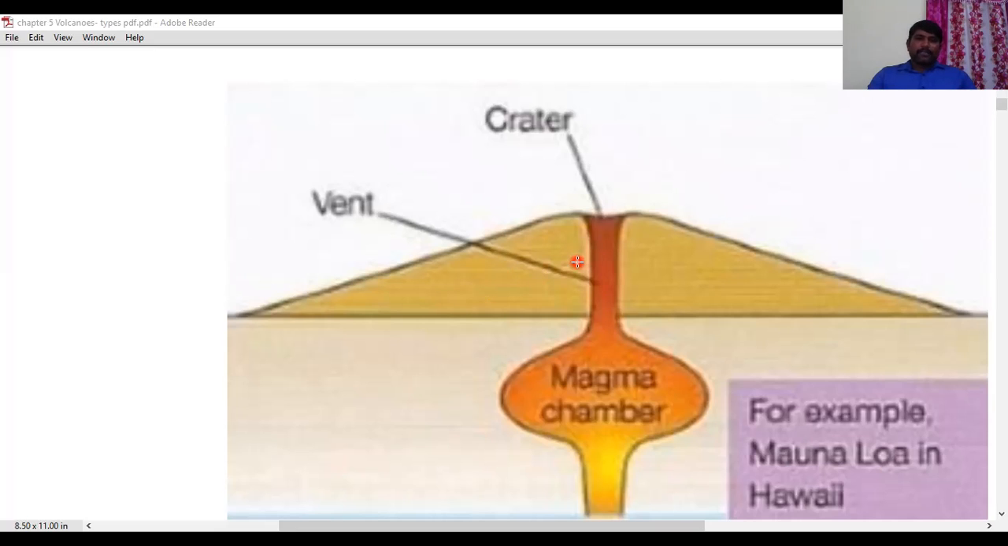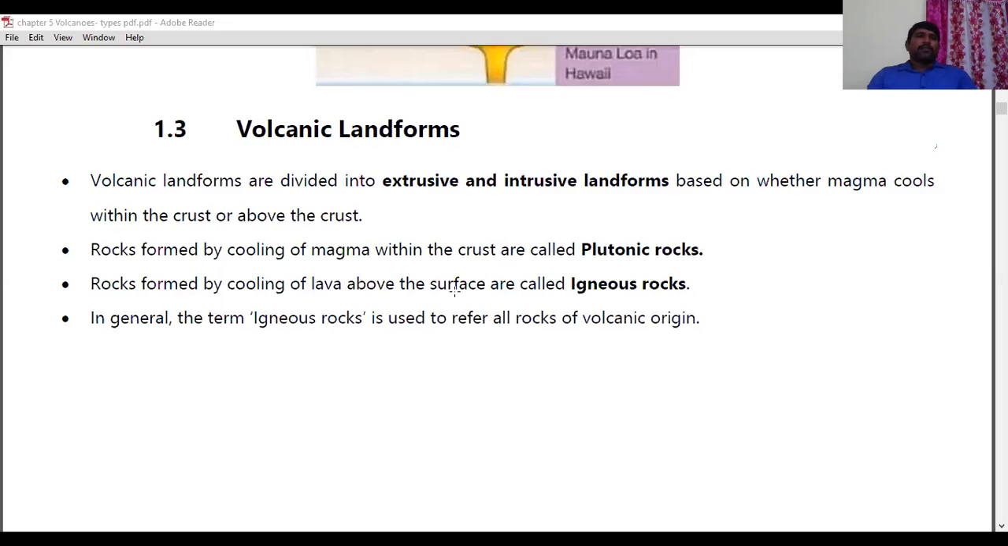When the basic lava erupted, the dome-shaped volcanic landforms formed. For example, the Mauna Loa volcano in Hawaiian Islands. And now let us discuss about the various volcanic landforms.